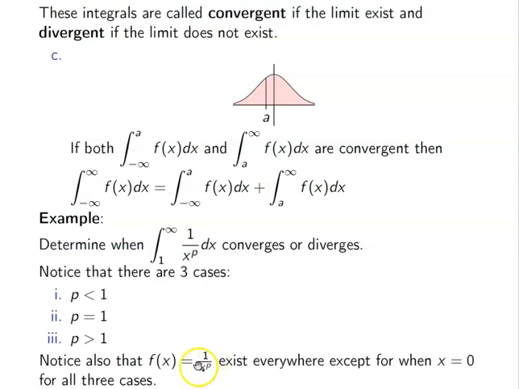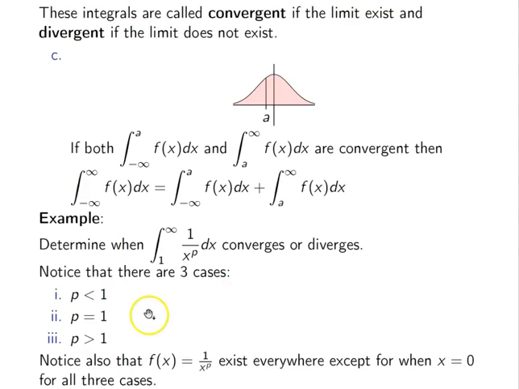Note that my function 1 over x to the p exists everywhere except for when x equals 0 for all three cases. And since my function is from 1 to infinity, I don't even really have to worry about this, okay? Because 0 is not inside of my interval of interest here, right? I'm starting after x equals 0 and moving towards the positive direction. So let's look at this case by case. Again, less than 1, equal to 1, more than 1.